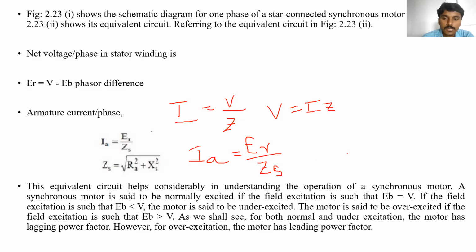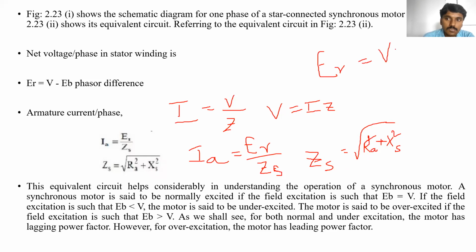We know the formula ZS is equal to the square root of RA squared plus XS squared, that is, armature resistance squared plus synchronous reactance squared. And we can also easily find ER. ER is equal to V minus EB, that is, applied voltage minus back EMF.